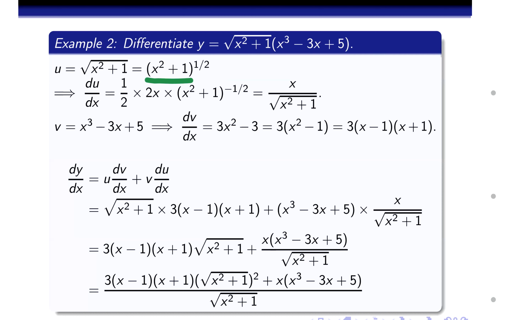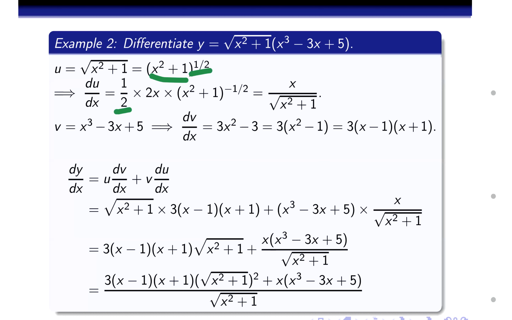Differentiate inside the bracket, you get 2x. That's when you differentiate x squared, you get 2x. Then the original expression you had, the whole thing, write it out. But then the power that was there will be reduced by 1. So half minus 1 is minus half. So that's the smart way of doing function of a function.